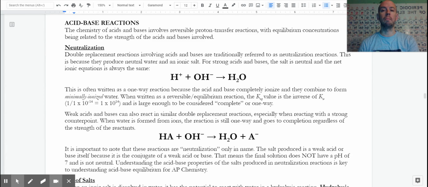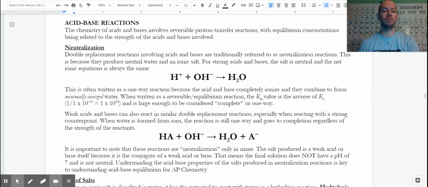Our reactants might be weak, and when they are, we don't show them as ionized. So HCl would look like this, not including the Cl, but something like HF or HC2H3O2, acetic acid, would be written all together. As a result, we would need that anion in our products. So the anion does appear in our product. And what's important here is we still call this a neutralization reaction, but it's not necessarily totally neutral.